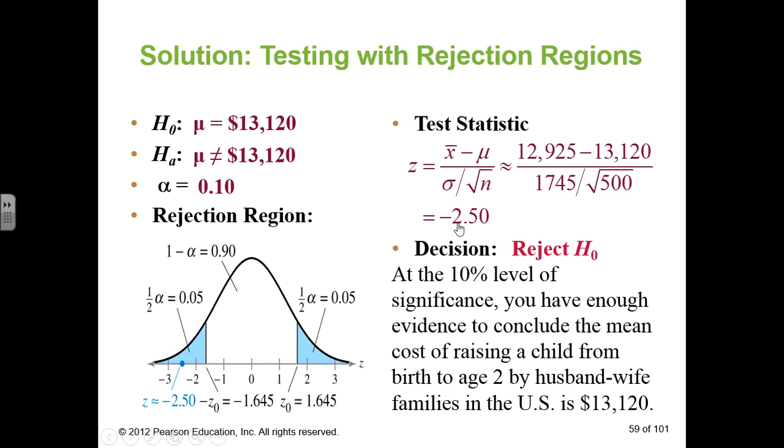The test statistic turned out to be negative 2.50, which is inside the rejection region. So we reject the null hypothesis. At the 10% significance level, we do have enough evidence to conclude that the mean cost is not $13,120.